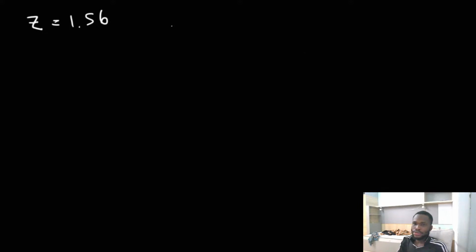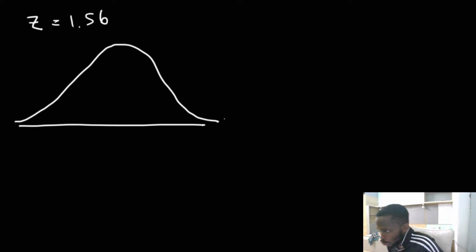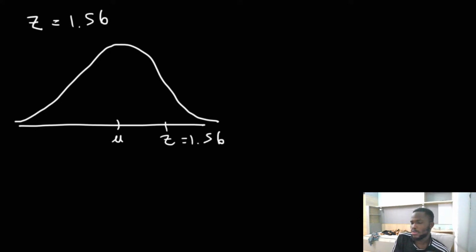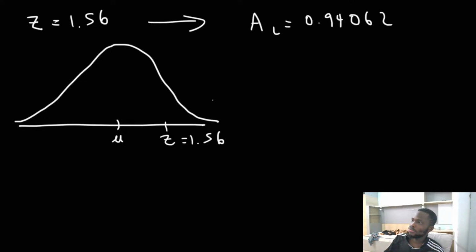Now I'm going to show you how to use it real quick, but let me talk about the graph. So here is our standard normal distribution. Let's say this is the mean, and let's say this is the z-score of 1.56. So when you get the area under the curve from the z-table, which for this problem is going to be 0.94062, you need to understand that this gives you the area to the left of that line. Let me put this line in red. So it gives you the left side, the area of the shaded region in blue.